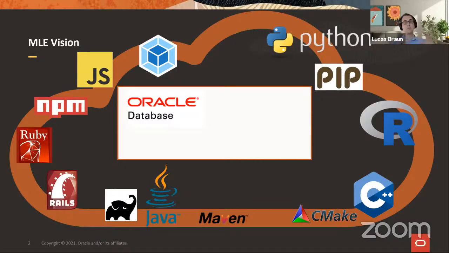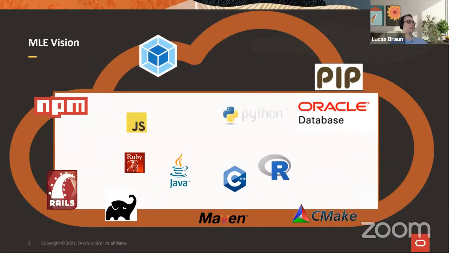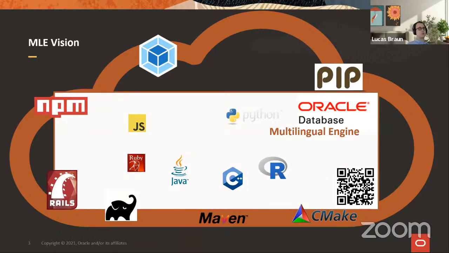So that's why our mission in our team is basically to take all the good things of general-purpose programming languages and open source code and execute those languages in the database. And this is exactly what the Oracle Database Multilingual Engine is about. The vision is to really execute arbitrary languages within the database. That's the vision. I will talk later about how much of that vision has been realized until today and what is on the roadmap for future work.